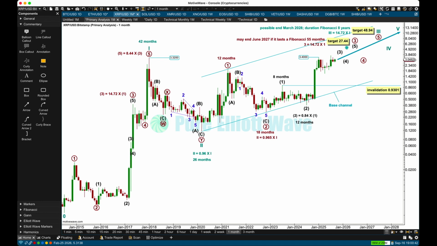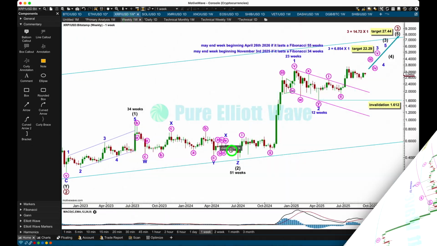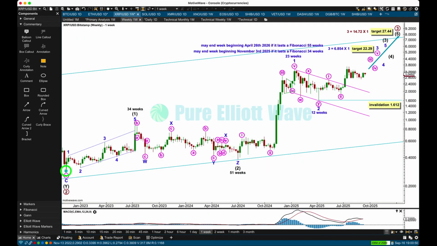Let's take a look at the weekly time frame. We're going to look at all of primary wave 3. Here's the start of primary wave 3, the start of this impulse. A leading expanding diagonal for intermediate wave 1 lasted a Fibonacci 34 weeks. Intermediate 2, a triple zigzag, lasts 51 weeks, falls short of a Fibonacci 55. And intermediate wave 3 may only subdivide as an impulse.